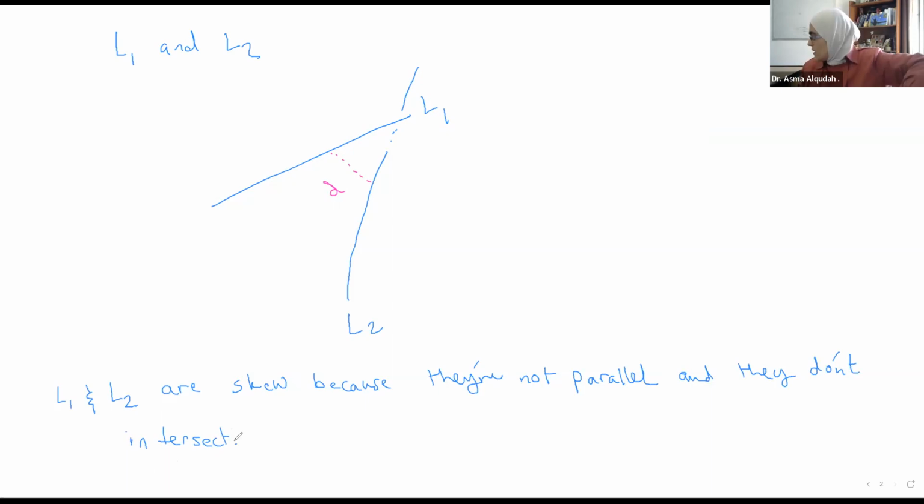We can give an example of two lines to be skew. Let's say these two pens are two lines. If we do it like this, these two lines are skew. Why? Because they're not parallel to each other. If they were like this, they'd be parallel. But like this, they're not parallel, and they don't intersect. If we make them touch each other, then they intersect. But as long as they're not touching, they don't intersect, and we call them skew.